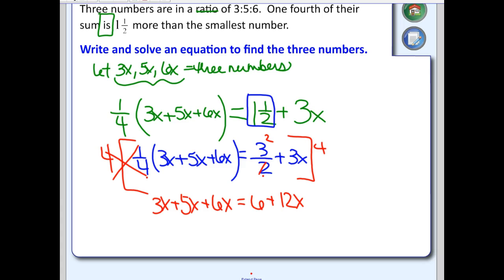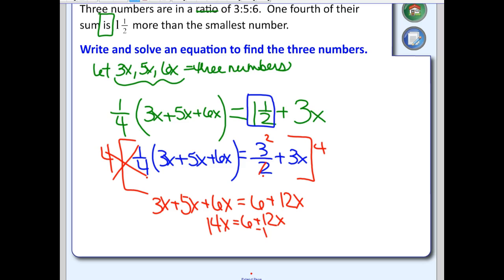Okay, so now what do we do? Yeah, we've got to combine like terms. If I add all these x's up, what do we get? Well, we've got 8 and 6, which is what? 14x equals 6 plus 12x. Got to get those x's together.